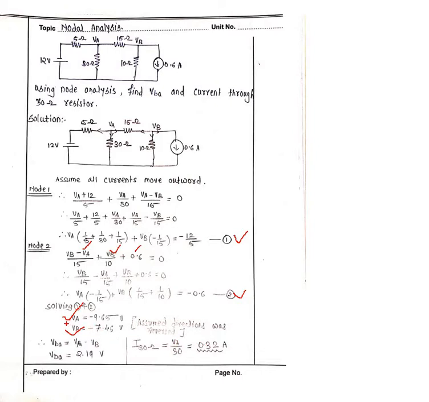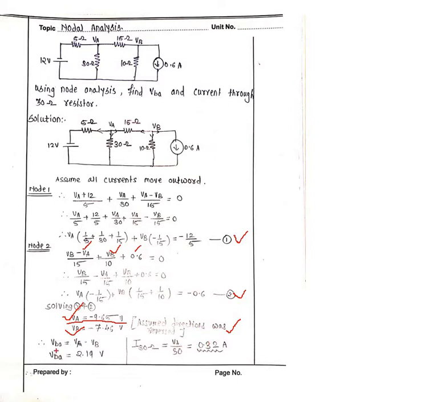Then look at your answers. Is your answer coming with a plus sign or a minus sign? At the end you will see. My answer is coming with a minus sign. Both are coming with a minus sign. Then what do you want to do? Write on that one: assumed direction was reversed. I have assumed that my assumption direction was reversed.